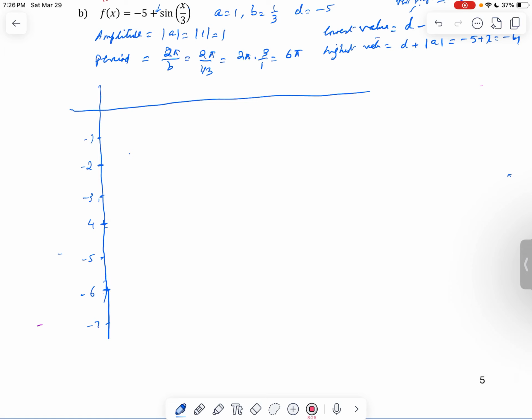Okay, so what do I do? 6 pi is our period, so I put 6 pi here. Half of 6 pi, 3 pi, goes here. Half of that will be 3 pi over 2, that goes here. And then over here, if you cannot figure it out, you do 3 over 4 times 6 pi. So you see this is 18 pi over 4, or 9 pi over 2.